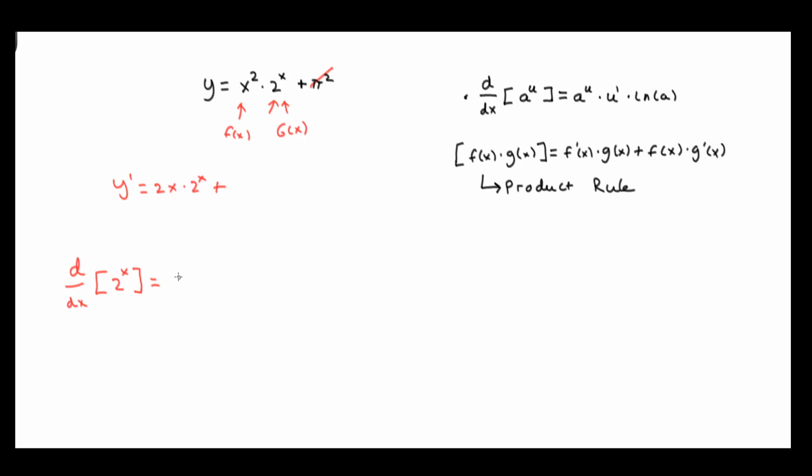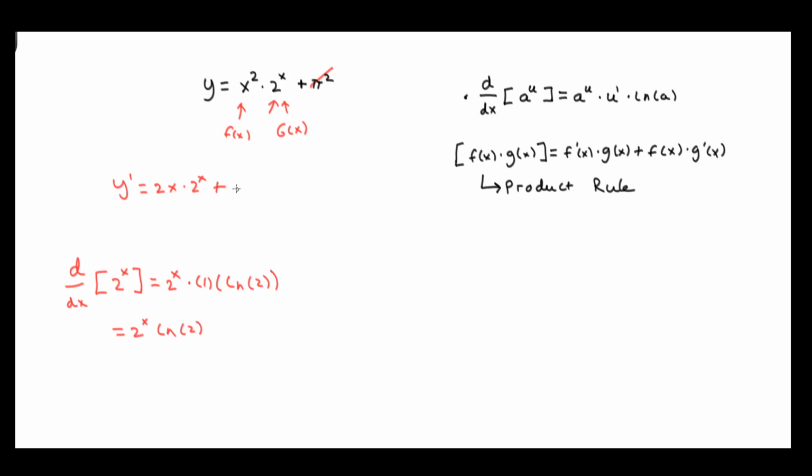So our a value is 2, so we have 2 to the x multiplied by the derivative of our u value, which is x here, and that's just 1. And then we just multiply that by the natural log of 2, our base value. So that would just be ln of 2. And that's just equal to 2 to the x times ln of 2. So that's our derivative of our exponential here.